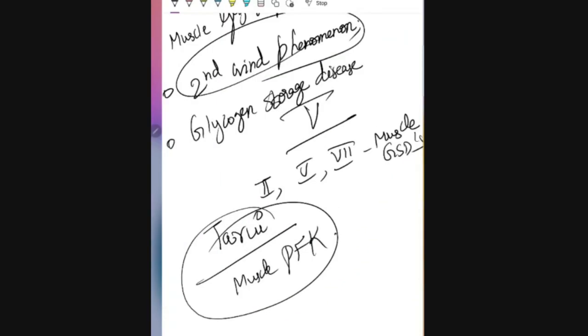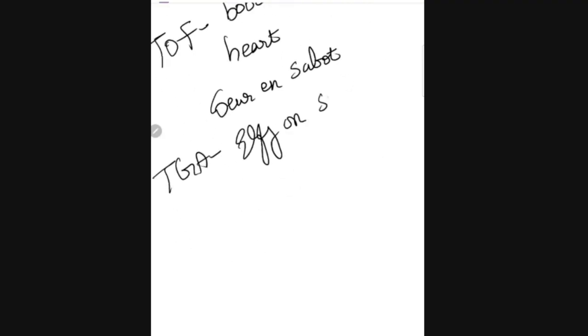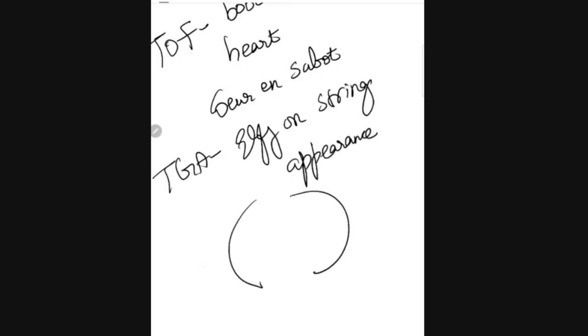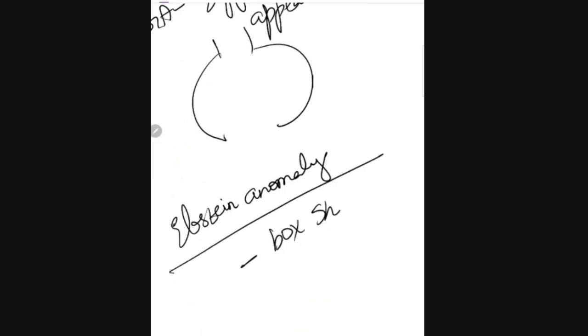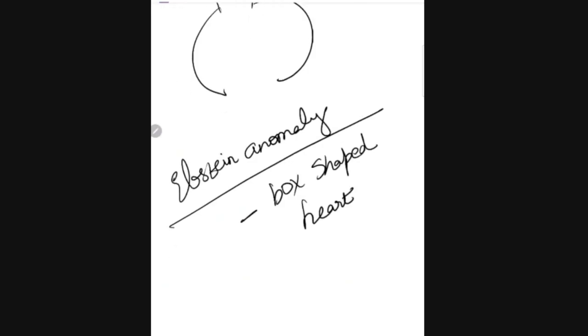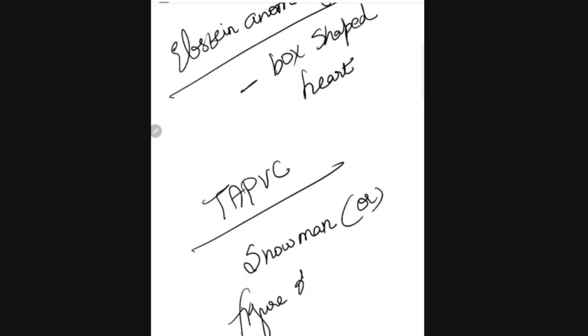So see, certain heart diseases have certain X-ray findings, like TOF. You all know boot-shaped heart, coeur en sabot. TGA, egg on string appearance. Epstein anomaly. In Epstein's, you have a very huge heart, box-shaped heart. TAPVC, I get snowman or figure of 8 appearance.